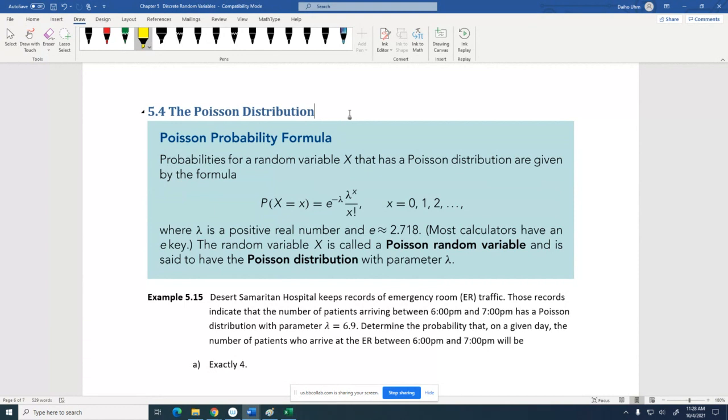In a hospital emergency room, between 6 and 7, we can have a random variable: the number of patients arriving at the ER. Here's a lambda, the Greek letter lambda. It's 6.9, on average. In the past history record, they counted on average 6.9 patients arriving at the ER between 6 and 7.